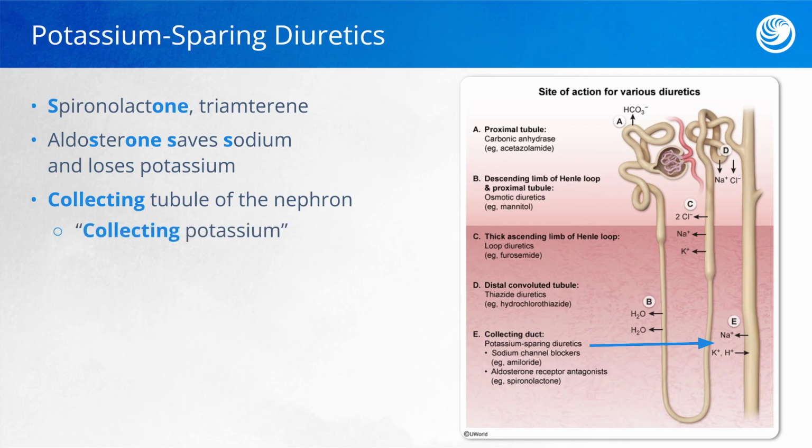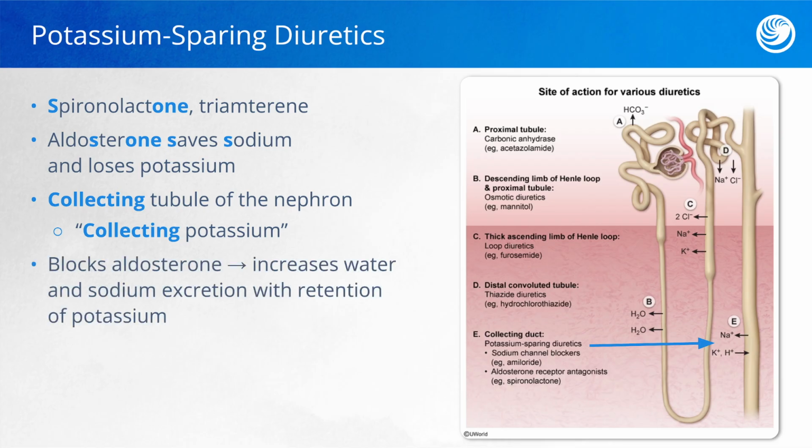Now, a couple of the potassium-sparing diuretics, spironolactone and eplerenone, are also known as aldosterone receptor antagonists because these drugs will indirectly block the sodium channels by blocking aldosterone from binding to its receptor. Remember, aldosterone typically saves sodium and loses potassium. So if its action is blocked, then instead we will lose sodium and save potassium.